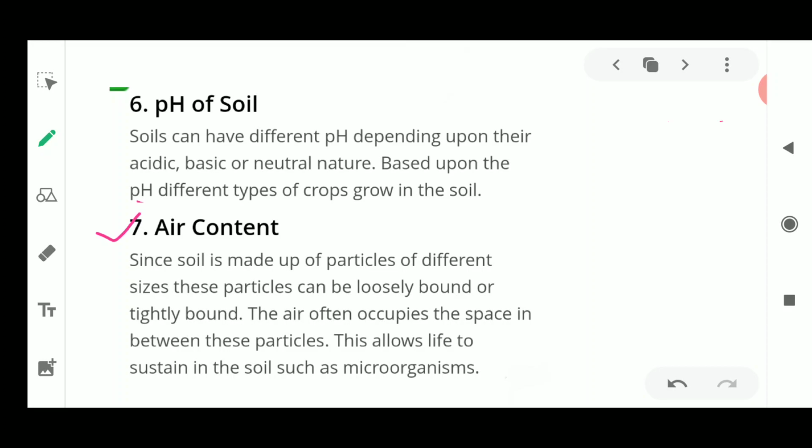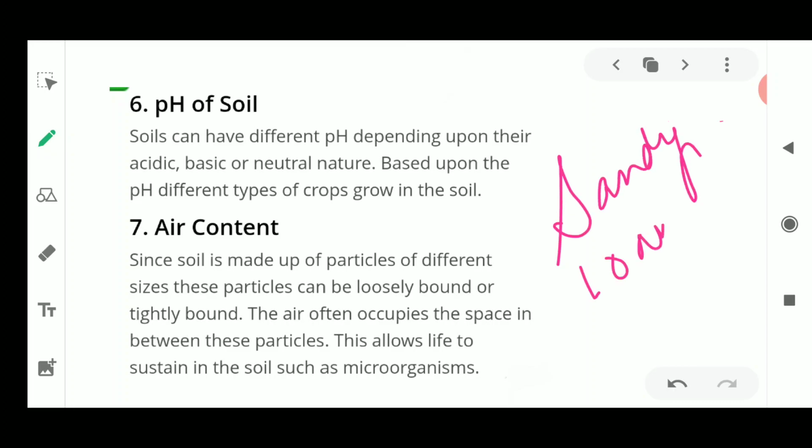Next, what kind of air content does it have? The soil is made up of various particle sizes, which could be loosely bound or tightly bound. Now how do you know that the particles of the soil are loosely bound? As we talked about sandy soil, loamy soil, and clay soil, these soils have different properties.